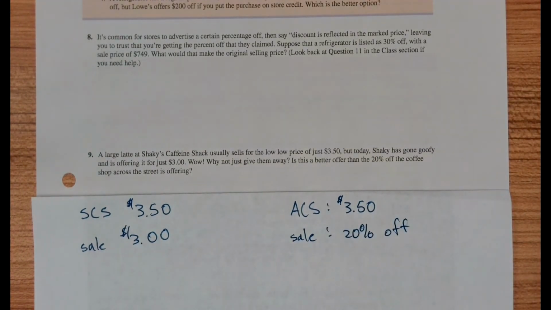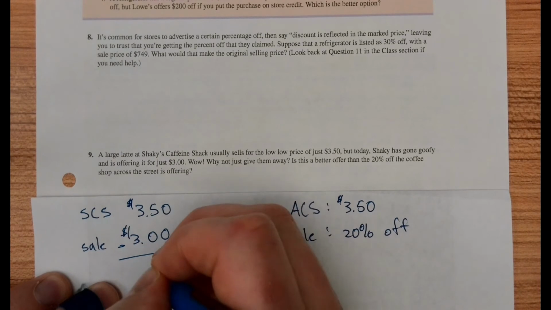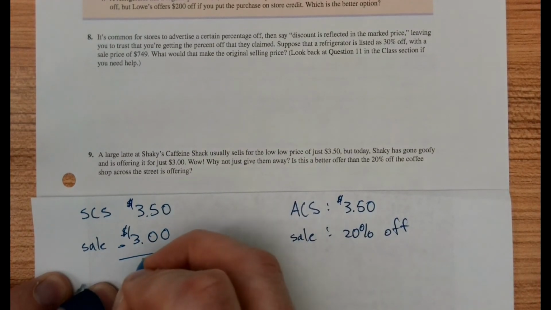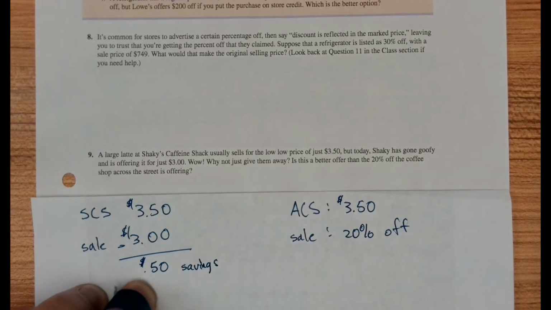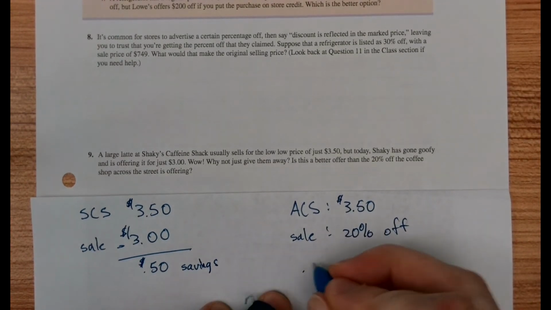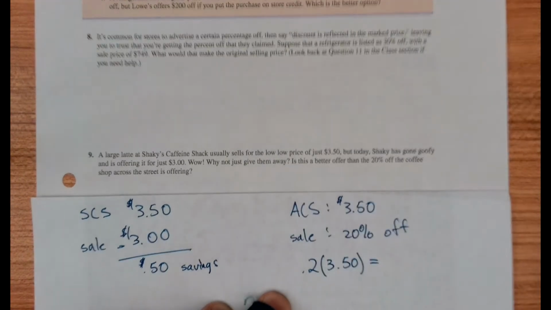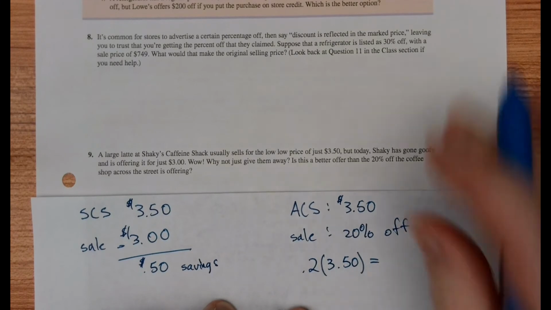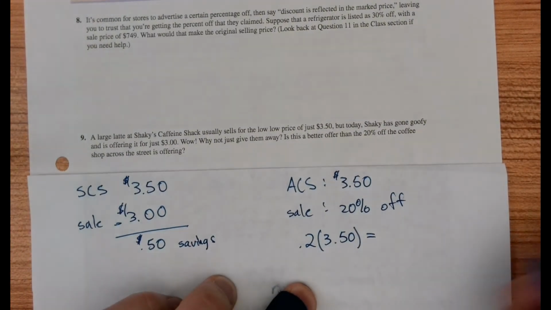There are two ways we can do this. To me, the fastest way, or the thing that just jumps out, is let's calculate how much we're saving over here. So $3.50 minus $3, I think everyone would agree we've got 50 cents savings from Shakey's Caffeine Shack. To compare the two numbers to see which one is saving the most, we're just going to calculate what's 20% of $3.50. Well, 10% of $3.50 is 35 cents, so 20% is 70 cents.